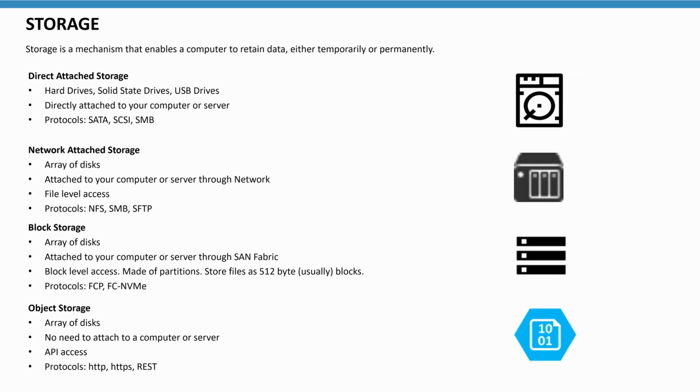Object storage is the invention of cloud computing. The above three storage types need a computer or server to mount. Object storage doesn't need a computer. You can write API code from any machine and access the data from object storage. Microsoft Blob is a good example of object storage.